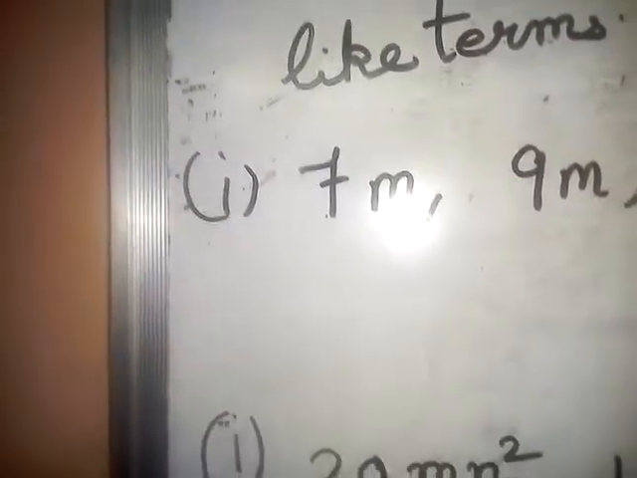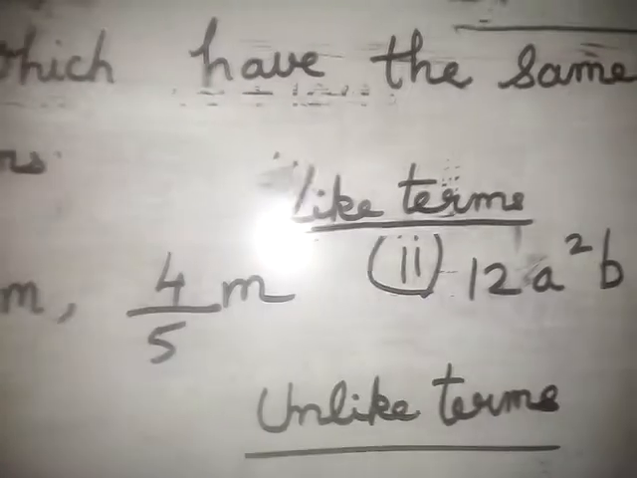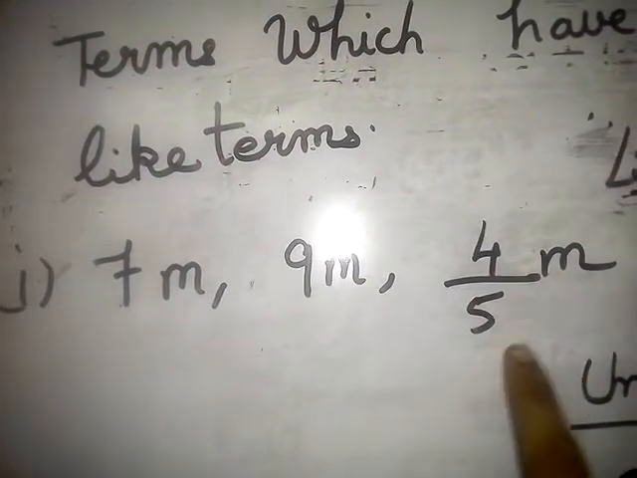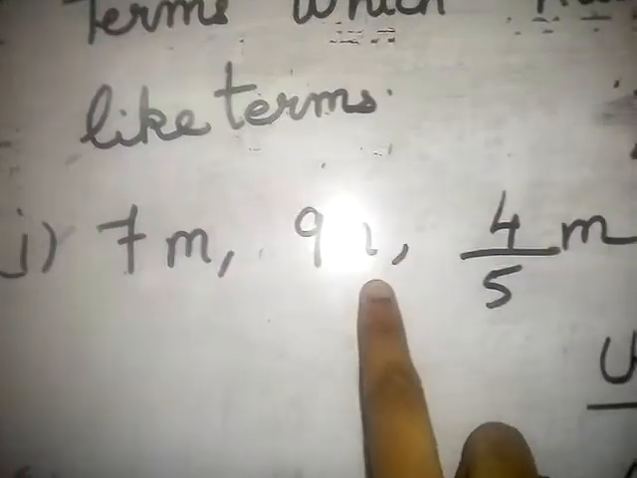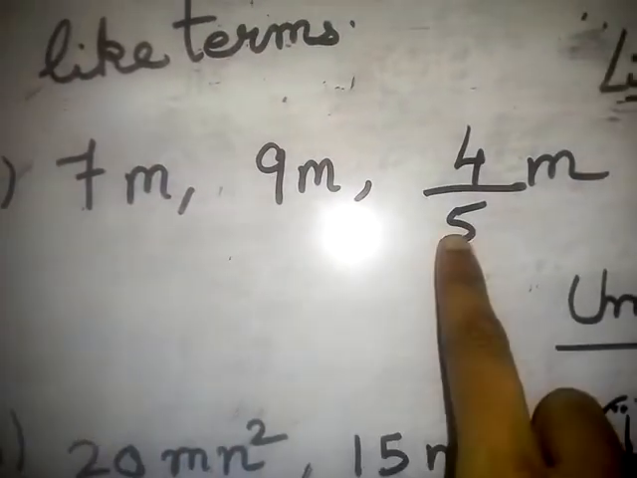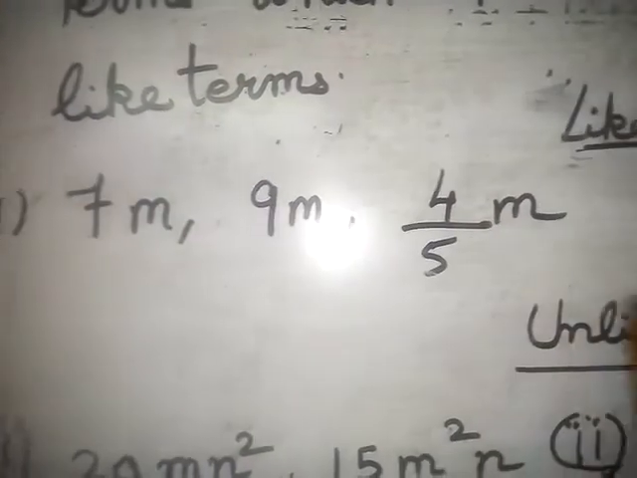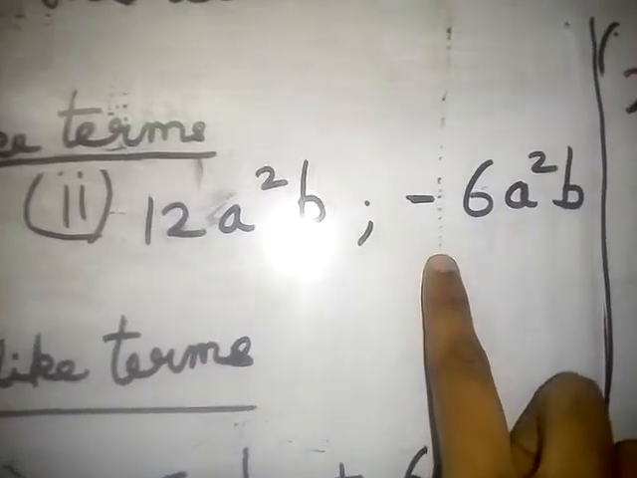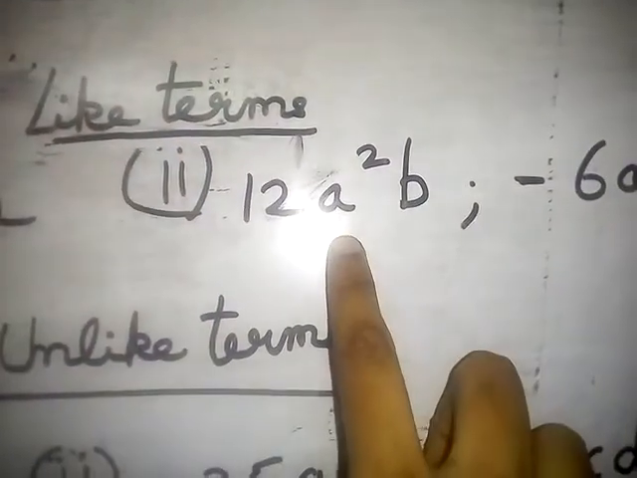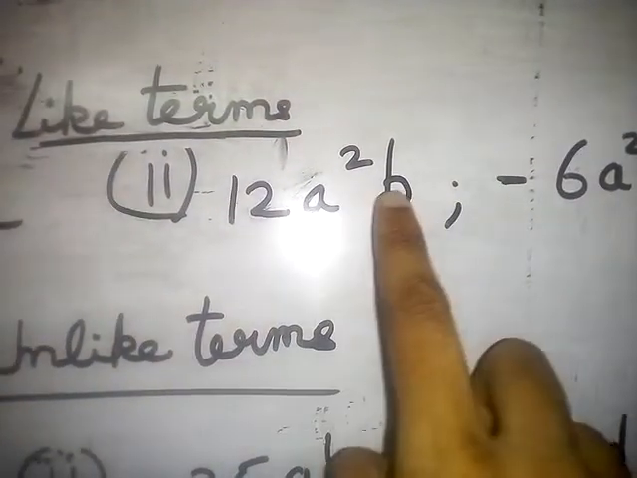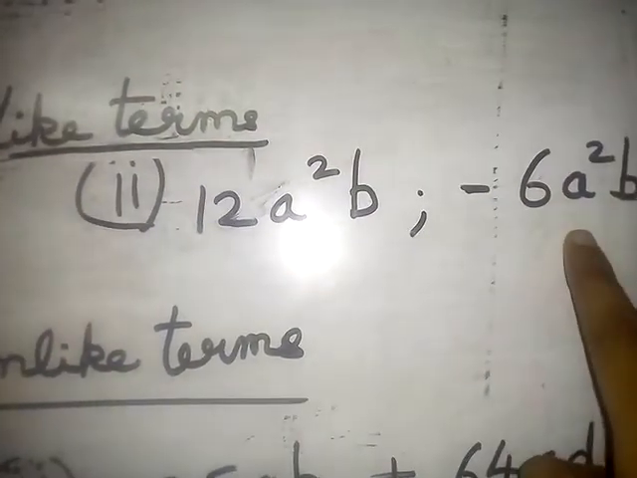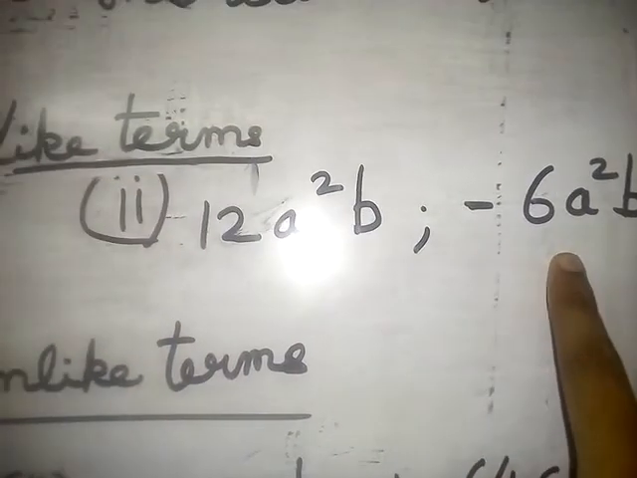So look at these examples of like terms. 7m, 9m, 4/5m. You have the same variable here. All three numbers having the same variable. So this is the like terms. The second example also see. 12a square b minus 6a square b. A square b and a square b. Different numbers with same variables and with the same power. So these two examples are like terms.